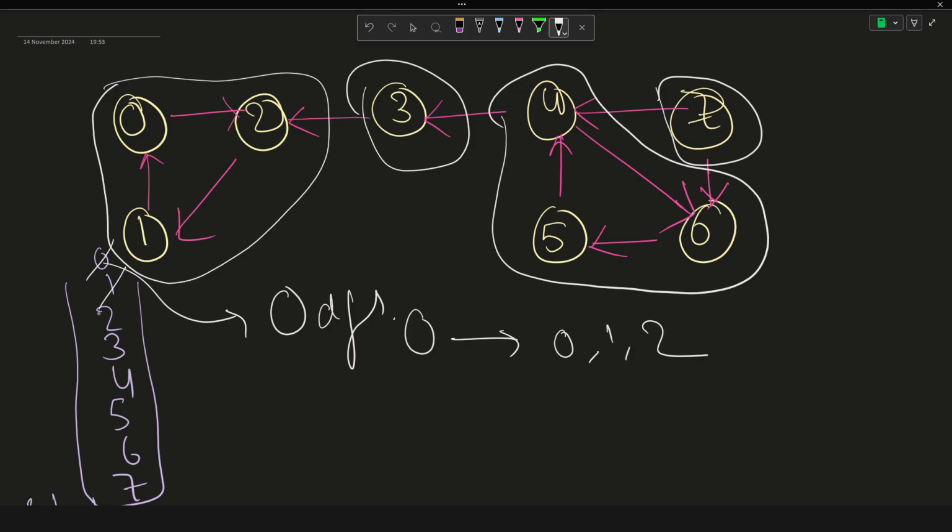So we visited 0, 1, 2, and now the top of the stack contains 3, so we will start our DFS call from 3. When we start our DFS call from 3, we will only be able to visit 3, because it is not possible to go from 3 anywhere else, and even if it is possible, it is already visited, so we will not go to that part.